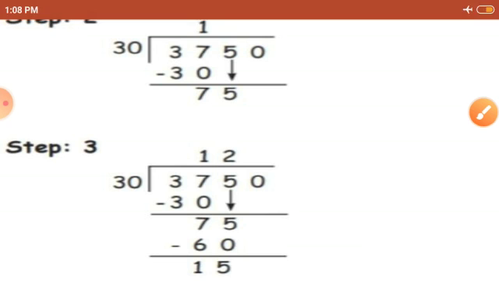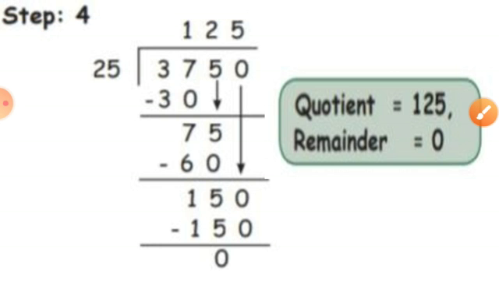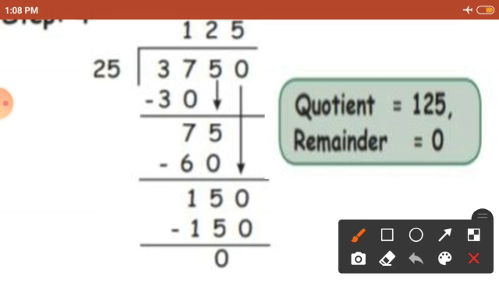So step 2, what will you do? You have to take the next number. What is the next number? It is 5. Now this number will become 75. Step 3. Divide 75 by 30. So 30 times 2 is what? 60. Subtract this. 5 minus 0, 5 and 7 minus 6, you will get what? 1. Now this number is what? 15. Step 4, you have to take the next number, that is what? 0. So next we are taking 0 here. Now this will become 150. Now 30 times 5 is what? 150. Subtract both of these numbers. 150 minus 150, you will get 0.